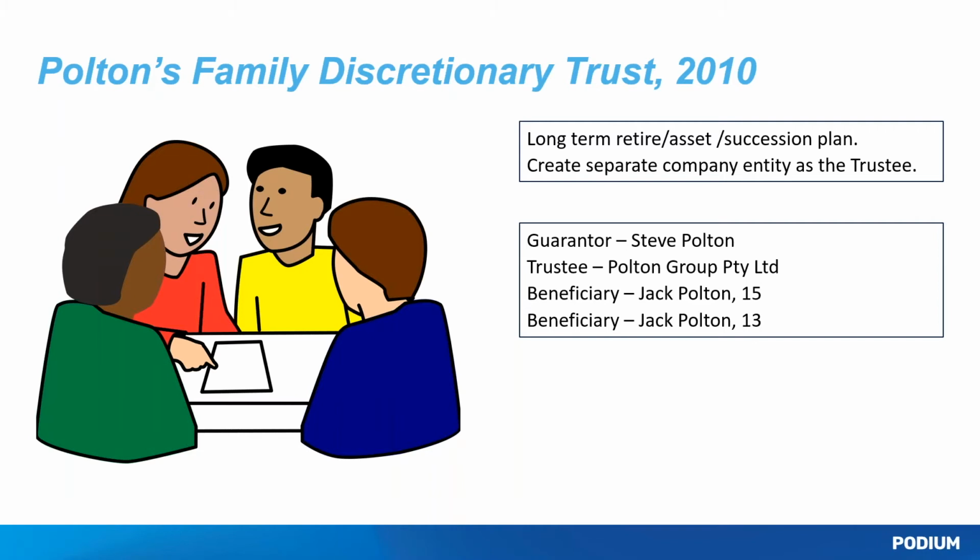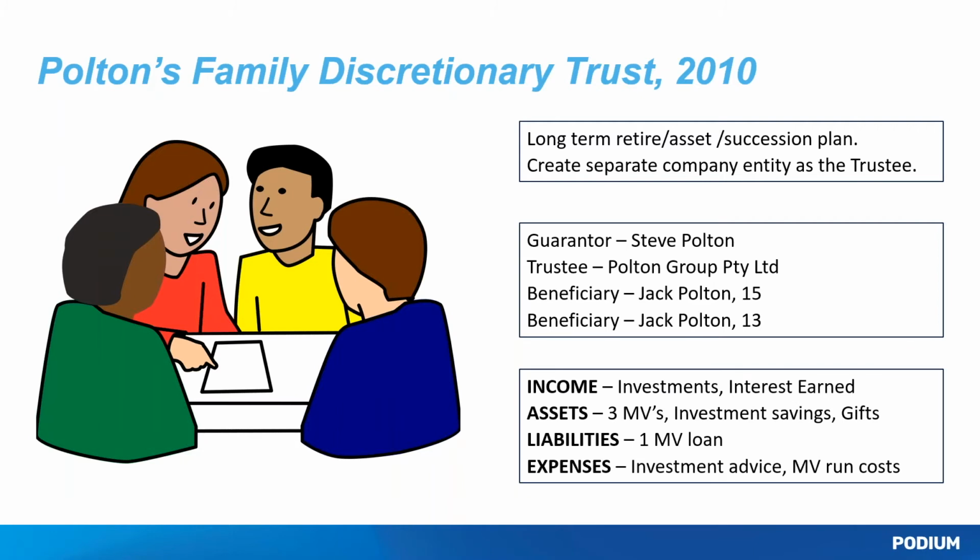Looking into the trust itself, okay, so income, investments and interest earned. Okay, let's read a bit about that. So the trust started in 2010 and it started with a $35,000 investment. Okay, so they popped it into an investment fund. Perfect. They also had 2 gifts. So they had a $10,000 gift from one set of grandparents and a $10,000 gift from the other set of grandparents. So they've kicked off the family trust with an investment of $35,000, 2 gifts of $20,000 and 1 motor vehicle.